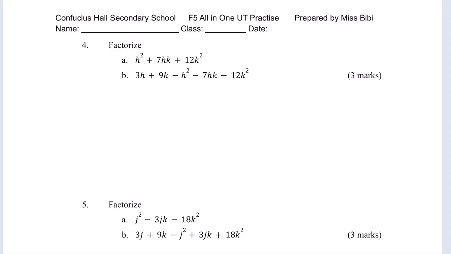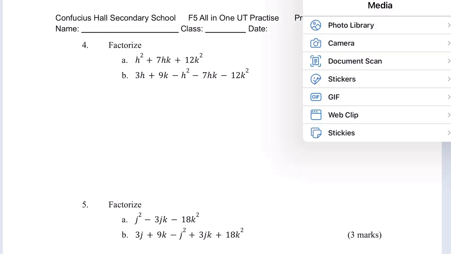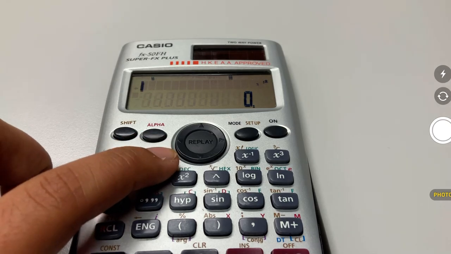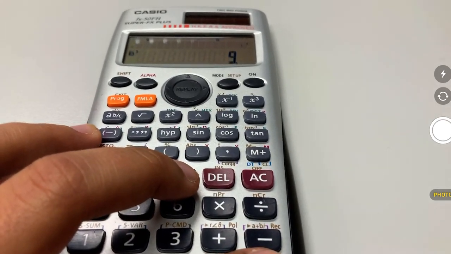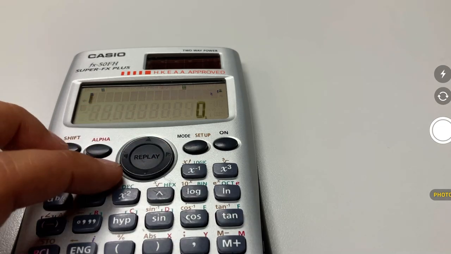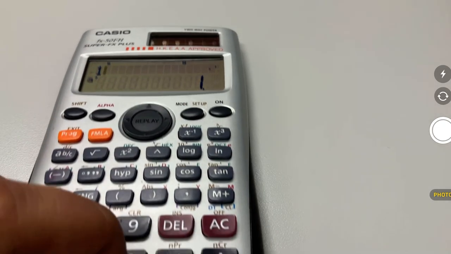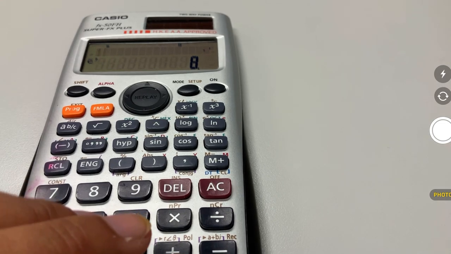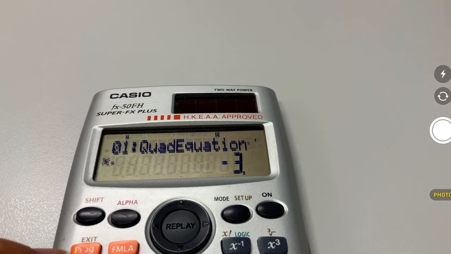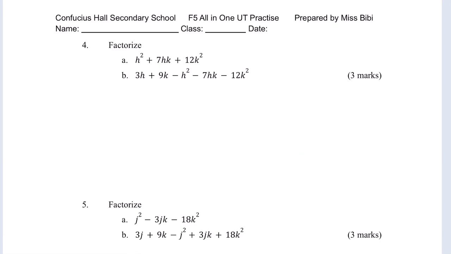1, 7, and 12. So I'll use the calculator because that's much quicker, okay? So 1, 7, and 12. So again, formula. Okay, I'll do it again. 1, 7, and 12. And I get my answer as -3 and -4. So -3 and -4. And this will go there. This will also go there. So my part A answer is h plus 3k, h plus 4k.